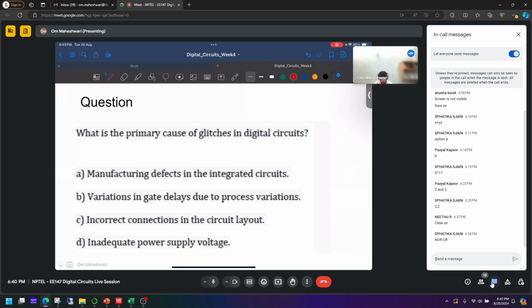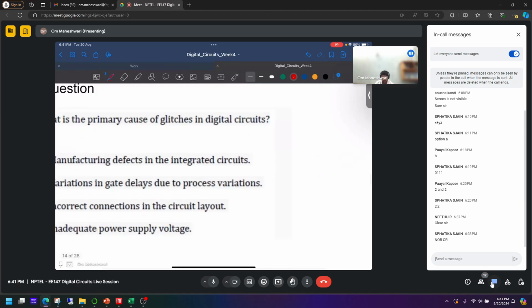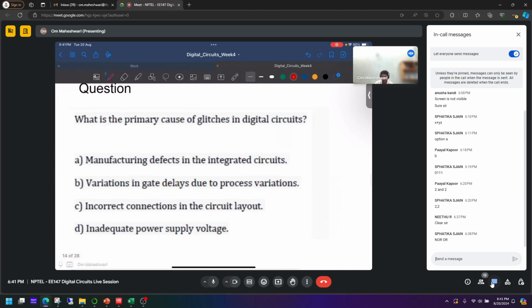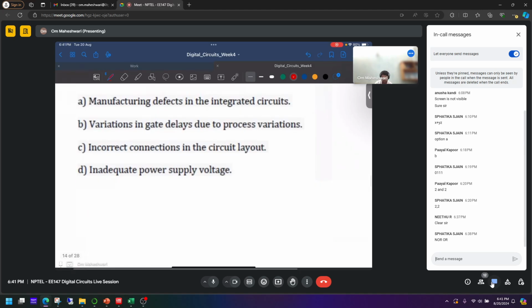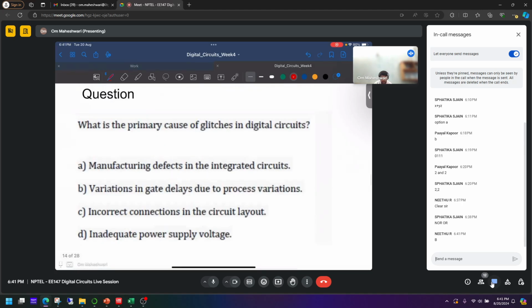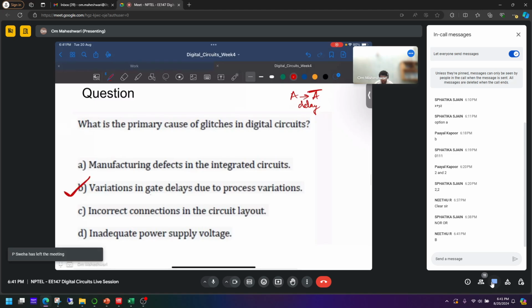This is a theoretical question, so let us not waste much time here. The primary cause of glitches is the delays, right? We just saw that due to delays between, say, some variable and their inversions, we get glitches or hazards. Option B. Glitches.